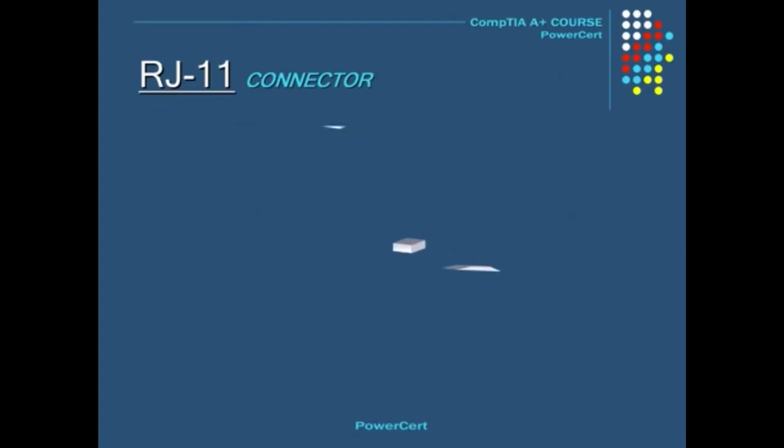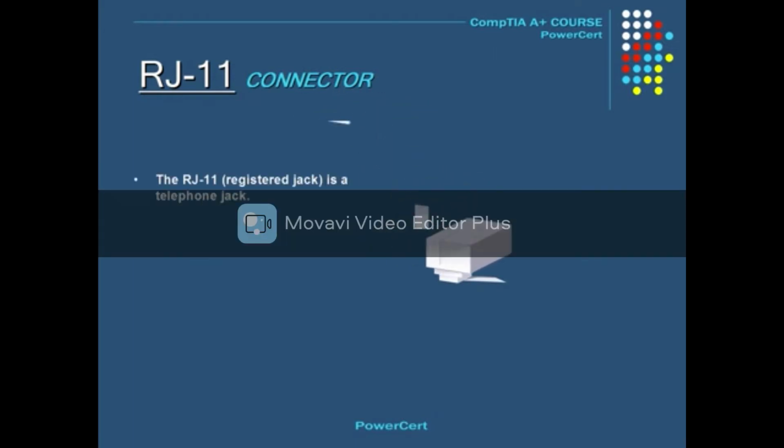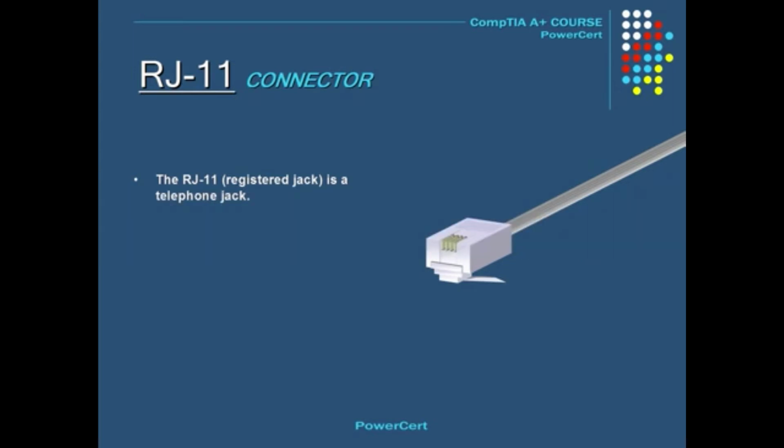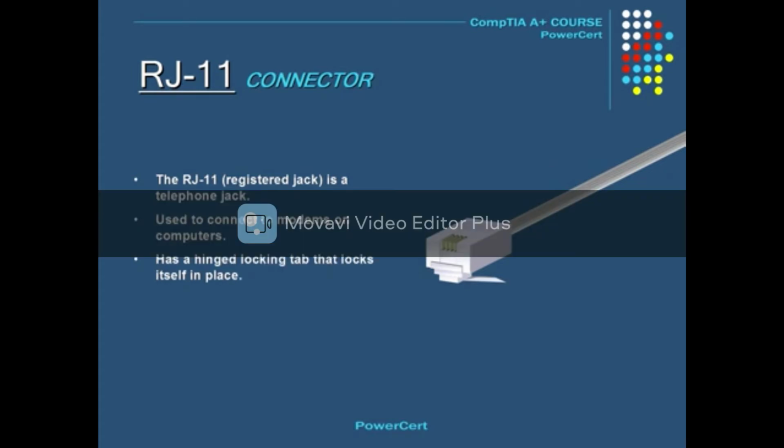Now this is the RJ11 connector, and RJ stands for registered jack. This is basically a telephone jack. This is a 4-wire connector used mainly to connect telephone equipment. And as far as networking is concerned, the RJ11 is used to connect computers to local area networks through the computer's modem. The RJ11 locks itself into place by a hinged locking tab. And it resembles the RJ45, but it's a little bit smaller.